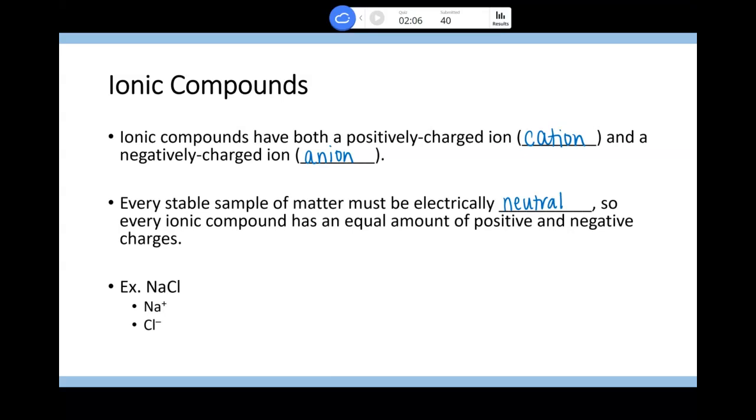So sodium chloride, we talked about this before. Sodium chloride is made of sodium, which is a cation with a +1 charge, and chlorine, or chloride, which is an anion with a -1 charge.